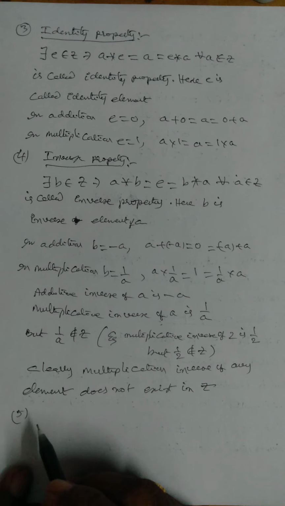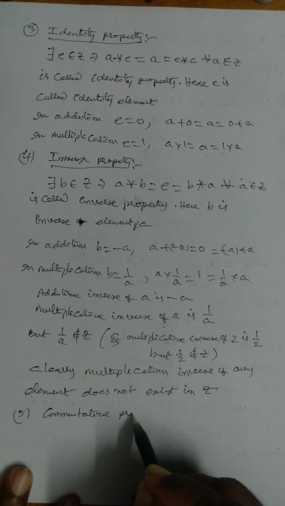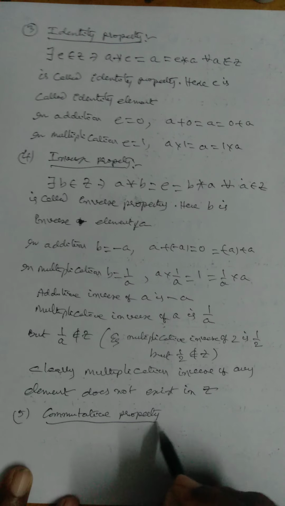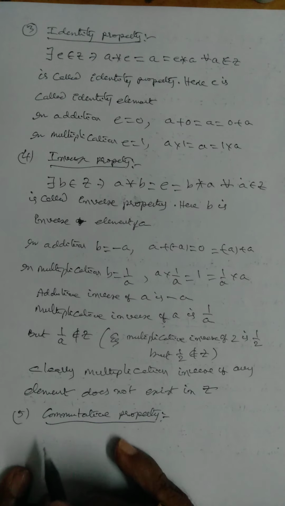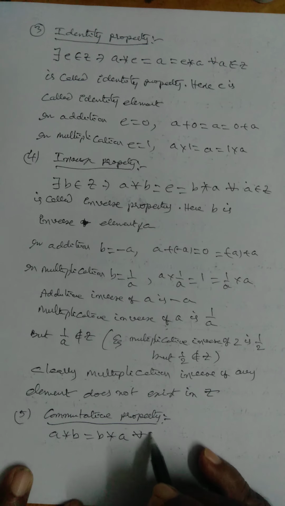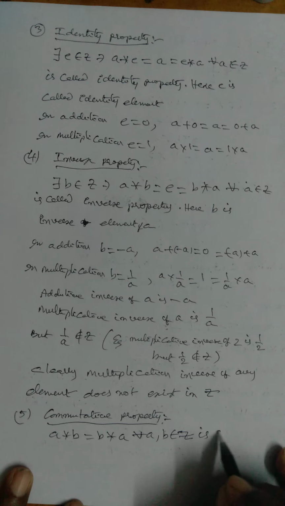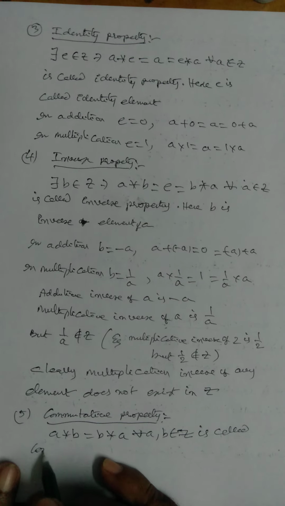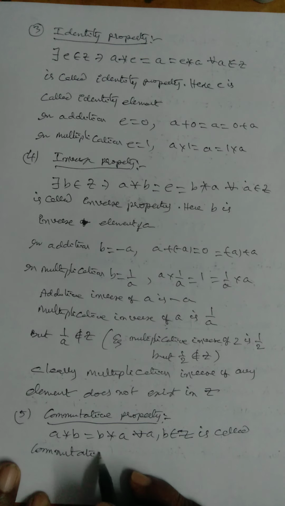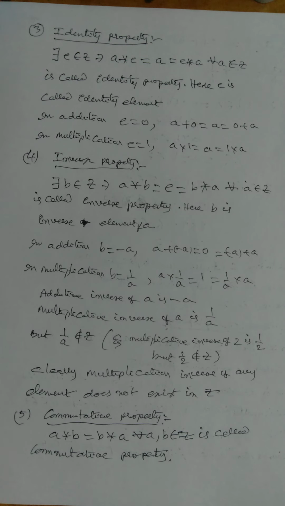Fifth property, commutative property. A star B is equal to B star A for all A, B belongs to Z is called commutative property.